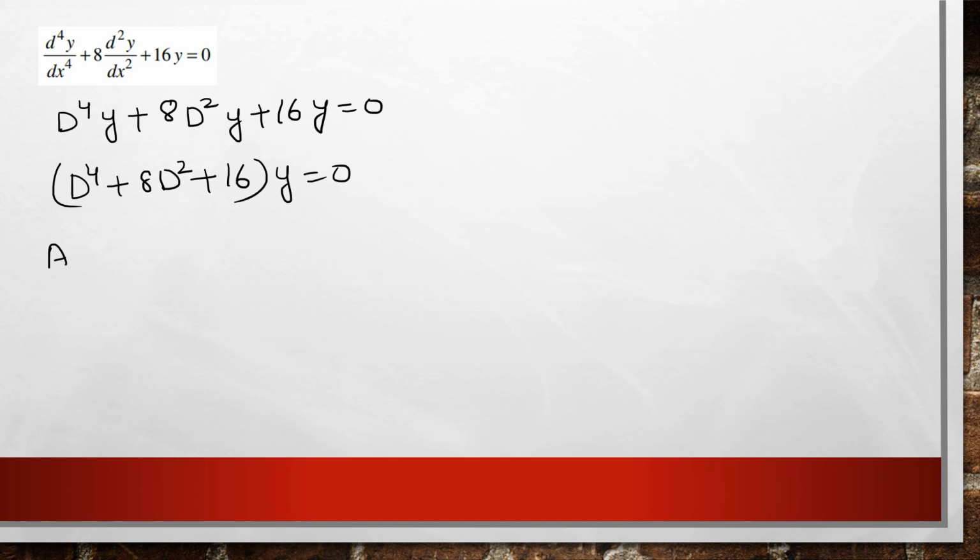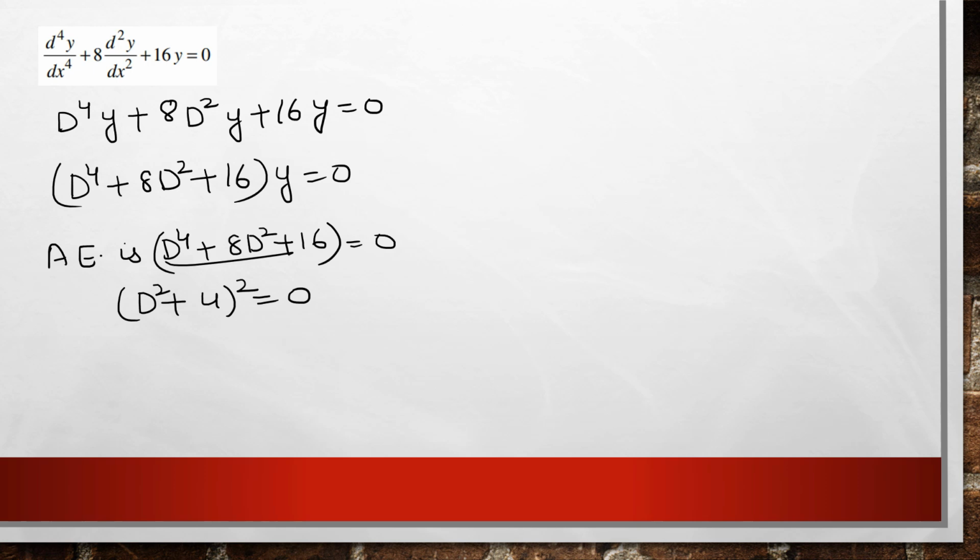What is the auxiliary equation? Auxiliary equation is D power 4 plus 8 D square plus 16 equal to 0. So we have D square plus 4 whole square equal to 0. Alright, this is D square plus 4 whole square. So from here we have D square plus 4, D square plus 4, means whatever the roots you'll get, the pair of that will repeat 2 times.